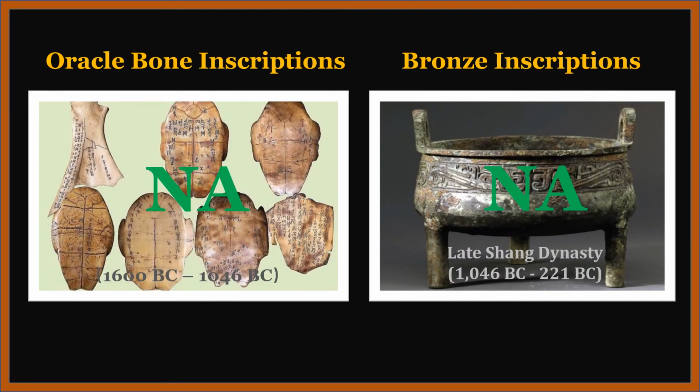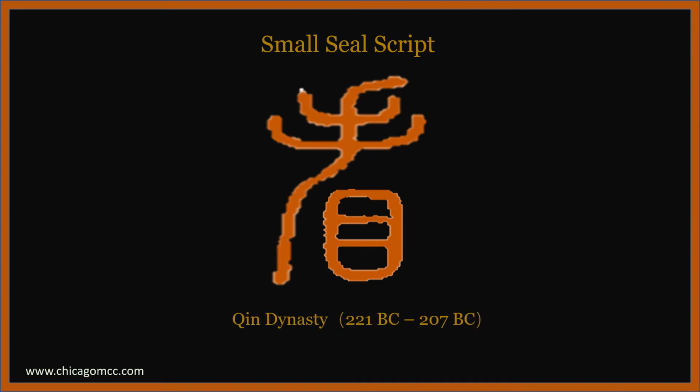This character was not found in the oracle bone inscriptions, nor in the bronze inscriptions. This character appeared for the first time as a small seal script in the Qin dynasty in Chinese history. You can see it is an upper and a lower structure.